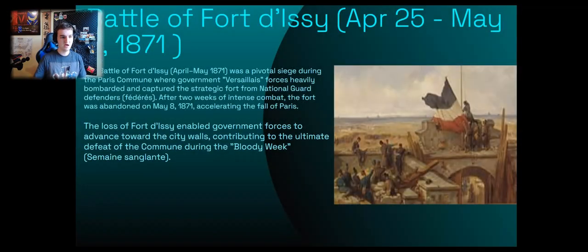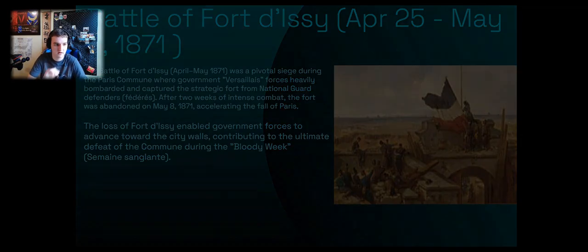Now let's go to the next, the Battle of Fort Issy, from April 25th to May of 1871. It was a provisional siege during the Paris Commune, where the government of Versailles forced a heavy bombardment and captured the strategic fort from the National Guard defenders. After 2 weeks of intense combat, the fort was abandoned on May 8th, 1871, accelerating the fall of Paris. The loss of Fort Issy enabled the government forces to advance toward the city walls, contributing to the ultimate defeat of the Commune during the Bloody Week, which is the Semaine Sanglante. So here, let's go to next.